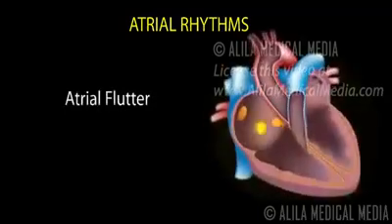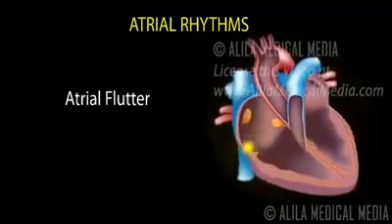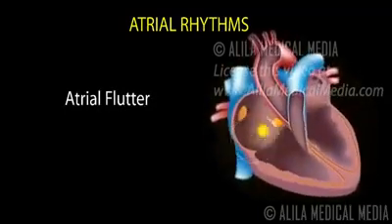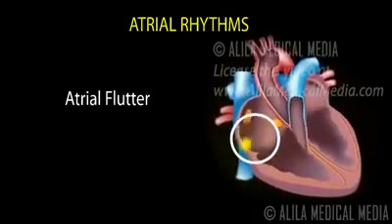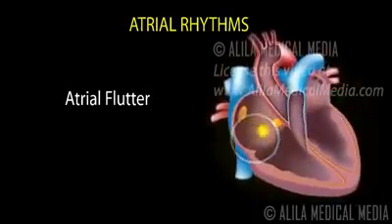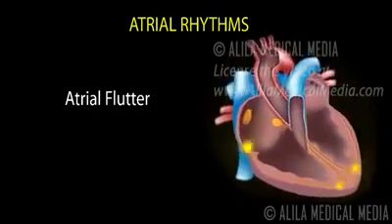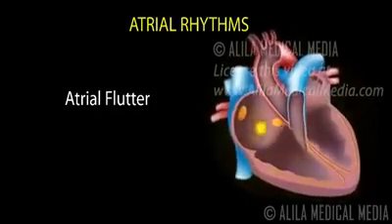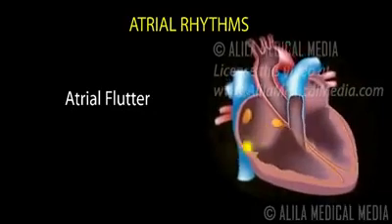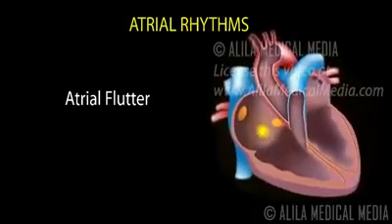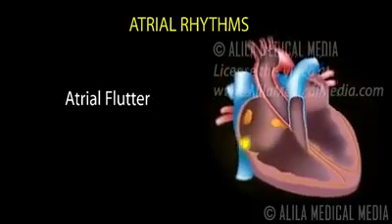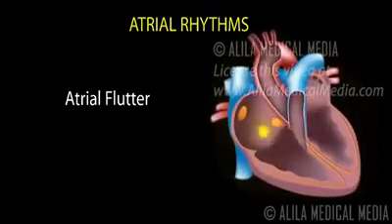Atrial flutter, or A-flutter, is caused by an electrical impulse that travels around in a localized self-perpetuating loop, most commonly located in the right atrium. This is called a reentrant pathway. For each cycle around the loop, there is one contraction of the atria. The atrial rate is regular and rapid, between 250 and 400 beats per minute.